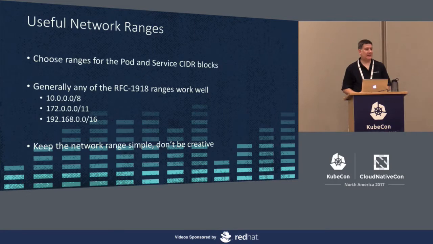The one thing I would say is, no matter which way you go, keep your networking simple. Don't try to be creative. Don't try to take, say, 192.168, break it up, and make part service and part pod. You'll drive yourself crazy and cause all sorts of problems down the road. So just keep those address ranges separated. You'll be much, much better.